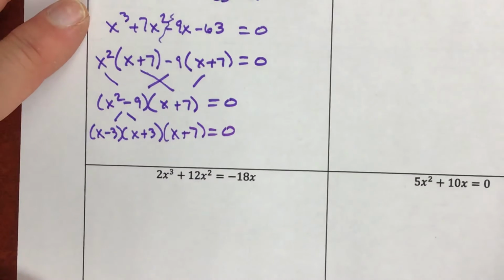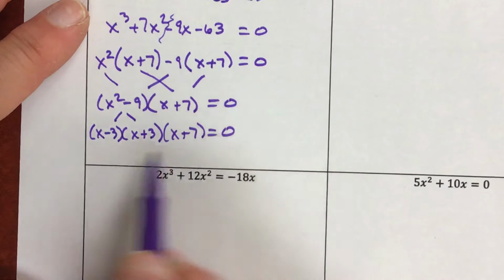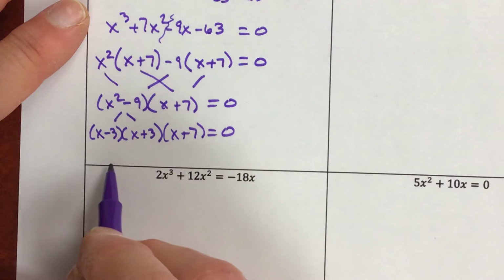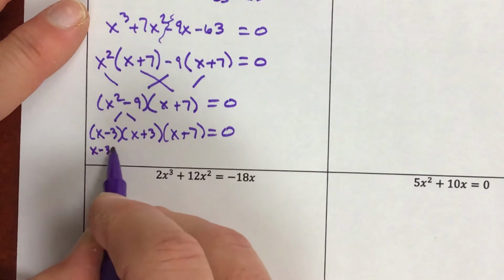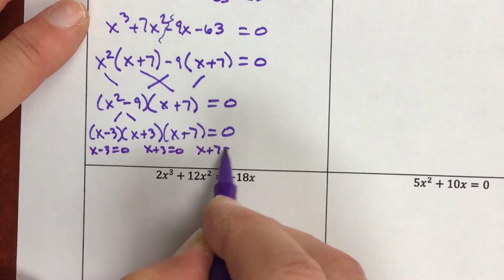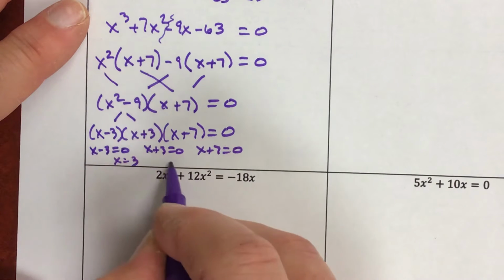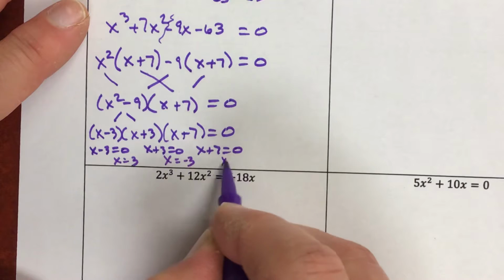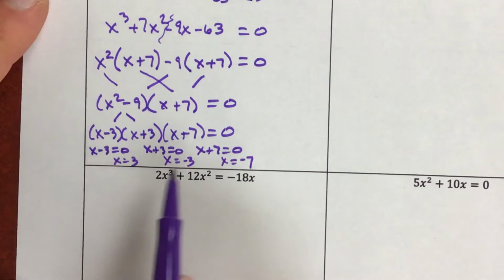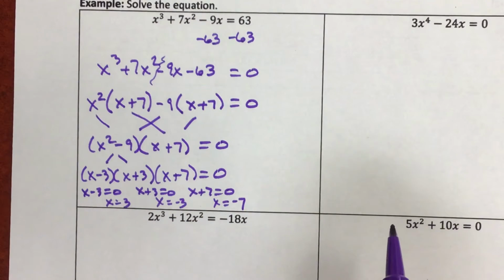equals 0. So now we have three factors, which means one of these three factors has to be 0 for it all to be multiplied together to get 0, which then we just set them all equal to 0. So we say x minus 3 equals 0, x plus 3 equals 0, x plus 7 equals 0. So that means that x can be 3, x can be -3, and x can be -7. Those are our choices. So if x is any one of those three numbers, then this is 0. That's what it means. All right?